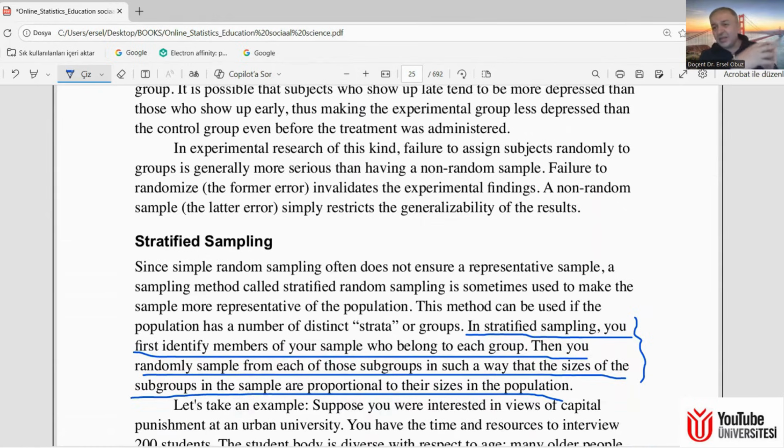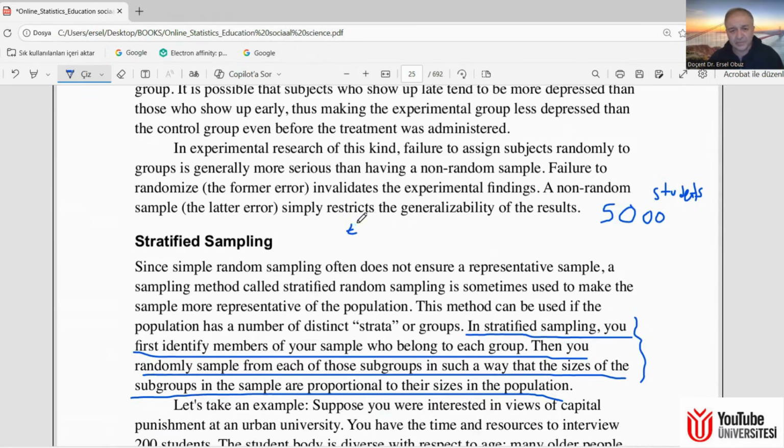Let's talk about a more complex method of sampling. It is called stratified sampling, as an example. What you do basically in stratified sampling is you first identify members of your sample who belong to each group. Then you randomly sample from each. Let's assume that in a given university you have 5,000 students, okay? And then you will draw a sample from 5 different departments or 5 different colleges, let's say.